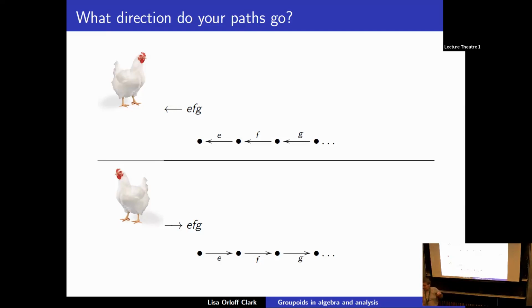But then in Iain's CBMS notes, and I think it's inspired by work with Aidan Sims and Trent Yeend on higher rank graphs and thinking about which directions the range and source projections of a partial isometry should match with the source and range in the graph, they switched. Iain made the switch in his CBMS notes to make the chicken walk forward, which is more natural.